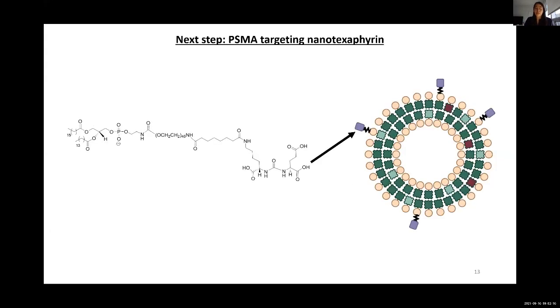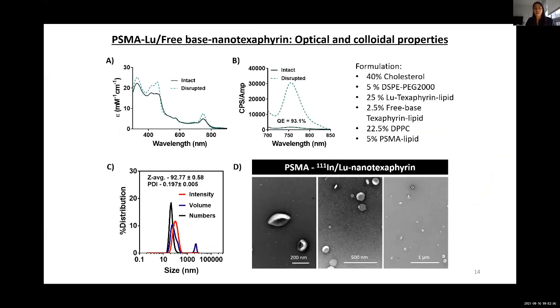And so the next step for us is to see whether we can introduce this urea derivative to target PSMA. To do so, we collaborated with the Pomper group at Johns Hopkins Medical School, in which they provided us with this PSMA targeting ligand lipid, and we formulated our PSMA lutetium nanoparticles, in which we can see that in both the absorption and fluorescence, as well as our data for our colloidal properties, haven't significantly changed based on the introduction of the PSMA lipid.